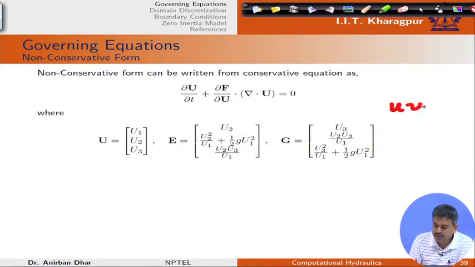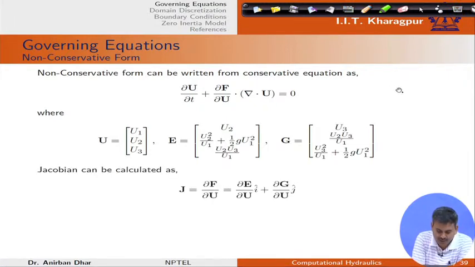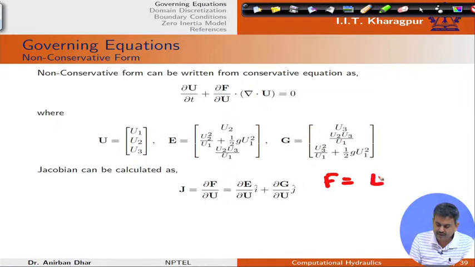Obviously, U will be U1, U2, U3 divided by U1. So, after converting this, we can get the information about this del f by del u. So, obviously, the Jacobian can be calculated like this. Here f is again a vector. In this case, this is E i plus G j.